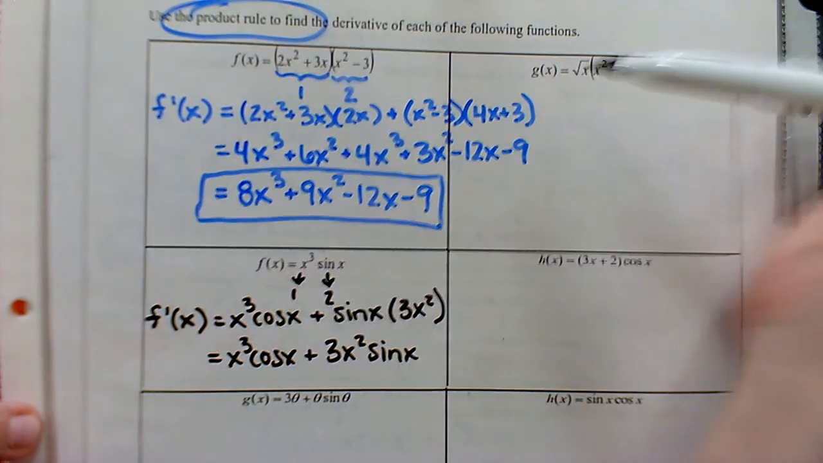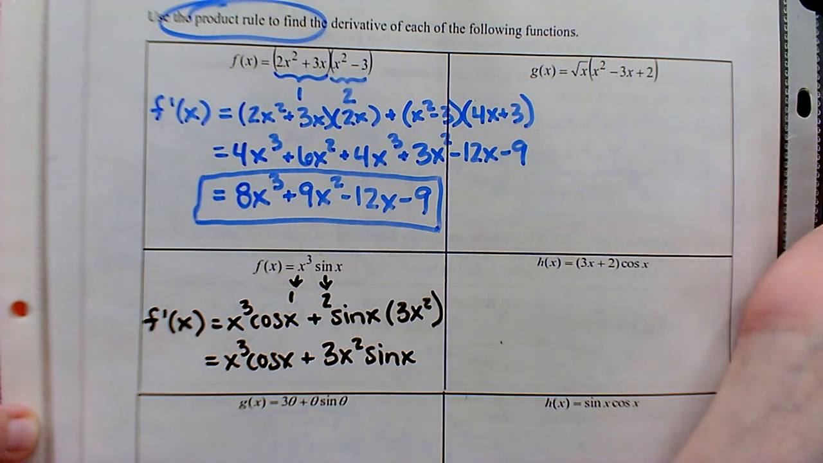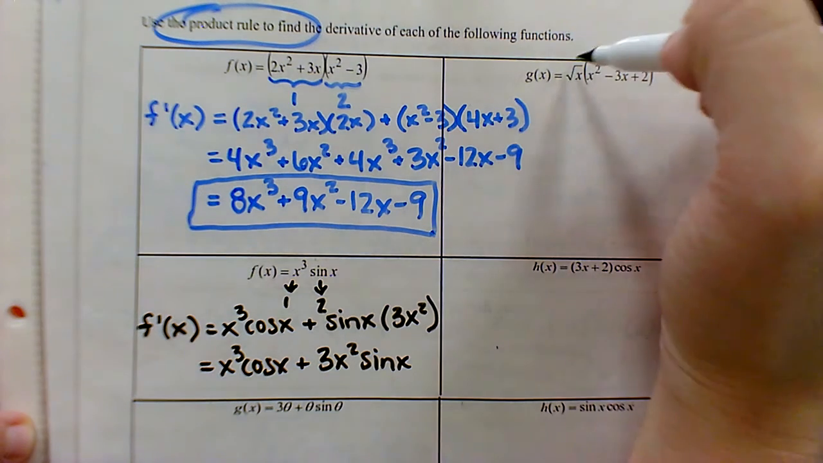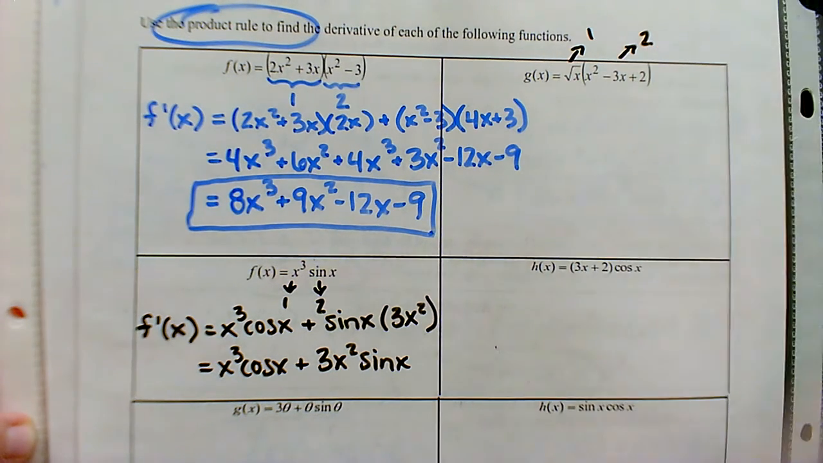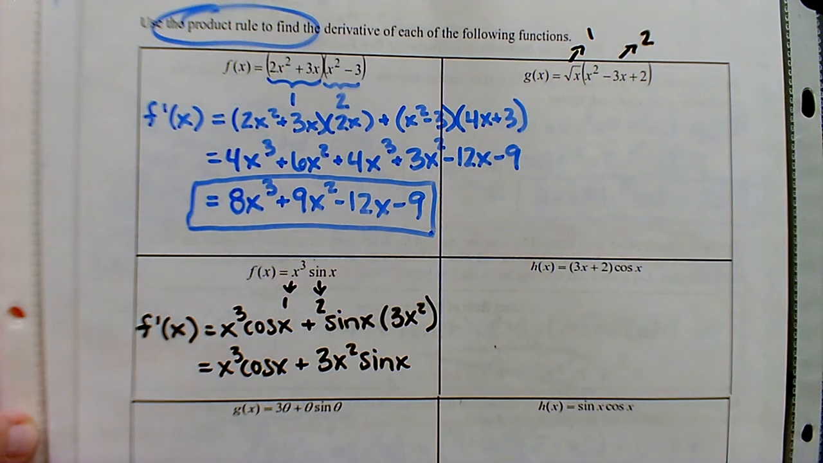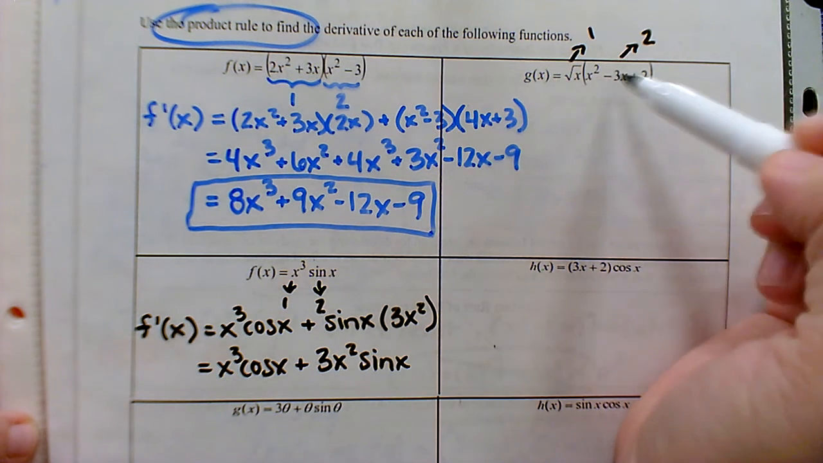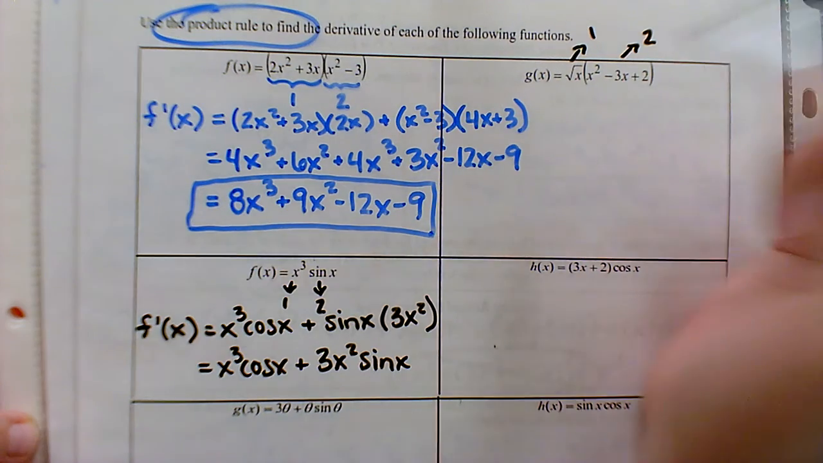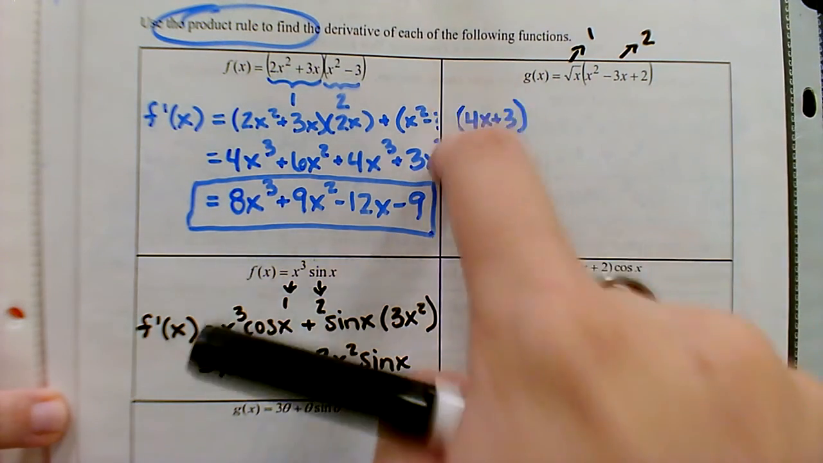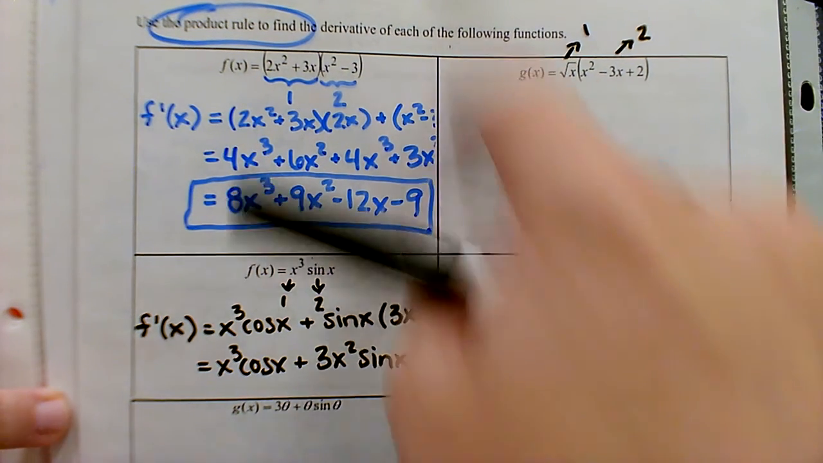All right, let's go ahead and try g of x, the corner one that I skipped. Let's go ahead and label the first piece and the second piece, the two items being multiplied together. Again, if you wanted to, you could distribute in the square root of x and then use a power rule, but let's practice our product. Okay, I'm going to erase these little pieces so I have more room here.